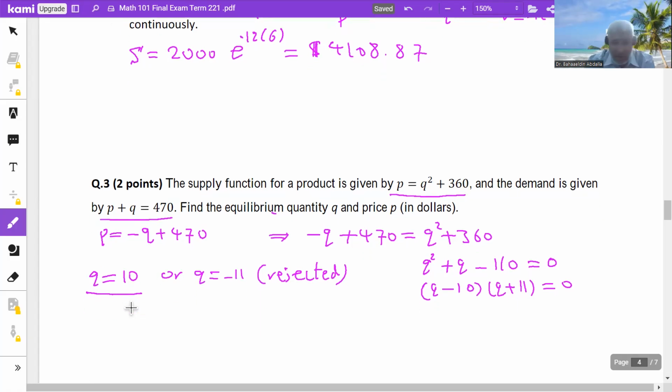Once I have Q is 10, I can use this equation, for example, to find P. So P would be negative 10 plus 470, which is 460. If you use the other one, this one, you will find the same answer because Q is 10, so 100 plus 360 would be 460. So these are the values of P and Q. P is in dollars, and Q is 10.